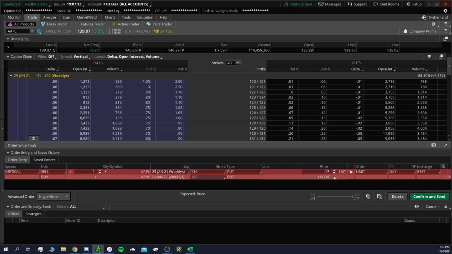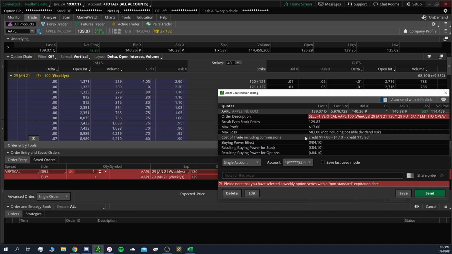You don't even have to close and pay commissions. So I'll show you this. When we click confirm and send, we can see our max profit is going to be 17 and our max loss is going to be 83. So we do have to put up collateral for this one, but our max loss is going to be 83. That's a collateral, and our max profit is $17.